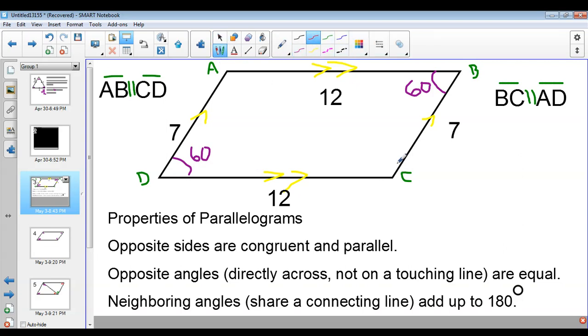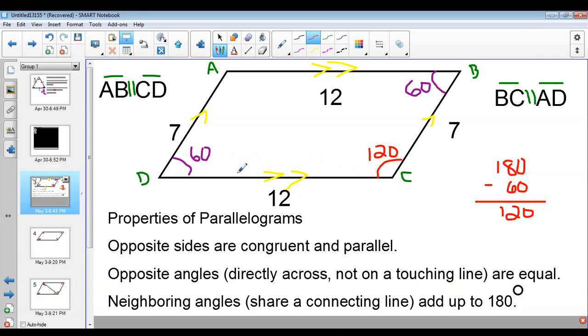And I'm going to switch over to this pen right here. So if I want to figure out what angle C is, well, it's neighboring angle B. So if they together add up to 180, I could do 180 minus 60 degrees, and I'm going to find that this is 120. So angle C is 120.